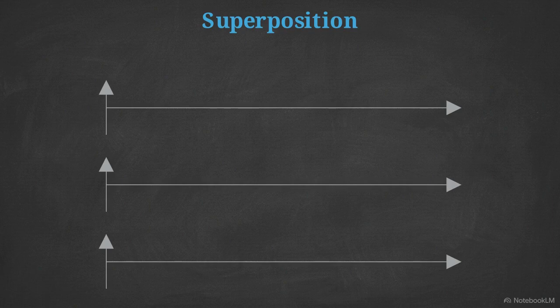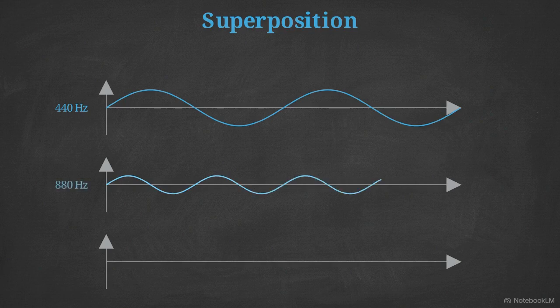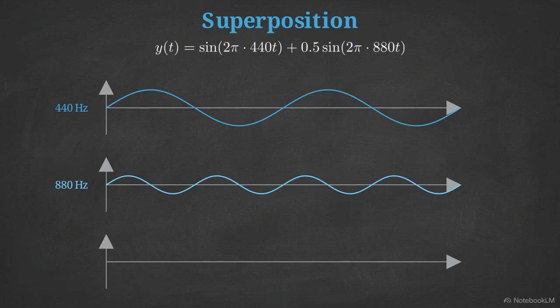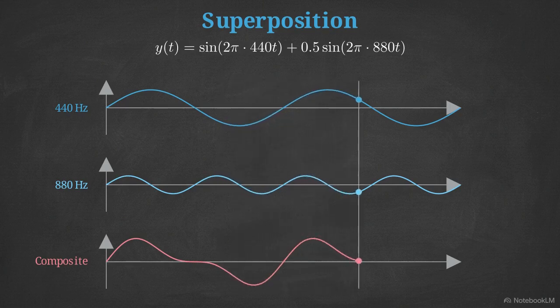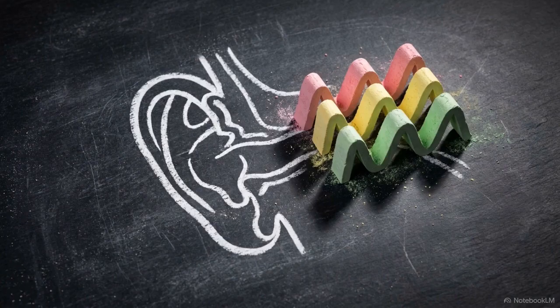This chart shows how to handle these simultaneous frequencies using superposition. This is the literal mathematical addition of multiple overlapping waves. Here is the 440 Hz fundamental, and below it, the 880 Hz harmonic. The source equation here is the sine of 440 Hz plus half the sine of 880 Hz. When these waves are summed point by point, they draw a single, jagged, complex waveform.